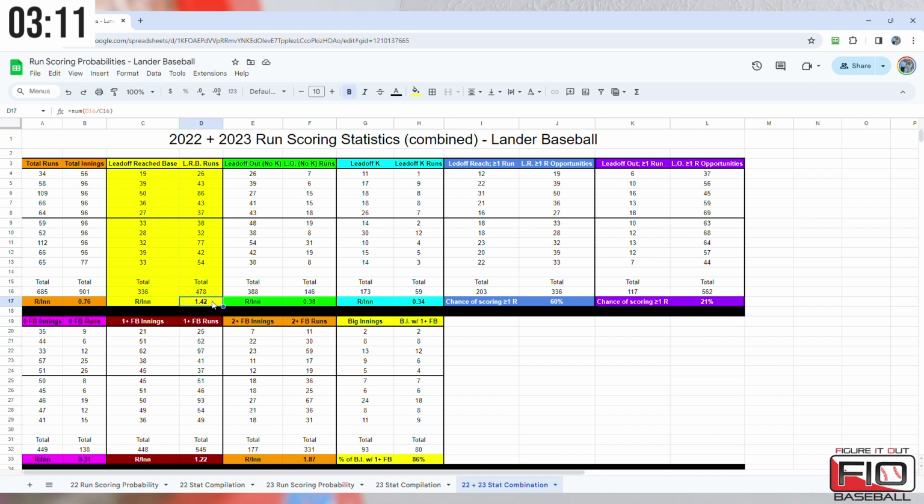So a typical inning, just a standard inning, doesn't matter what happened with the leadoff person, for 2 years combined, Lander averaged scoring 0.76 runs per inning. But when the leadoff batter reached base, we averaged scoring 1.42 runs per inning. You can see that's nearly double. That's pretty significant.